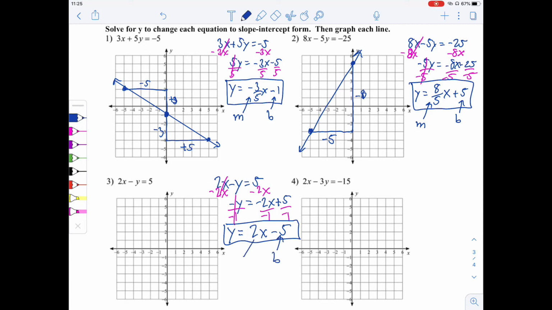That's our b. That's our slope. So we start at negative 5. Use our slope, which is 2 over 1. So up 2, right 1. Up 2, right 1. Those are all our points. Then we graph right there. And that's our graph.